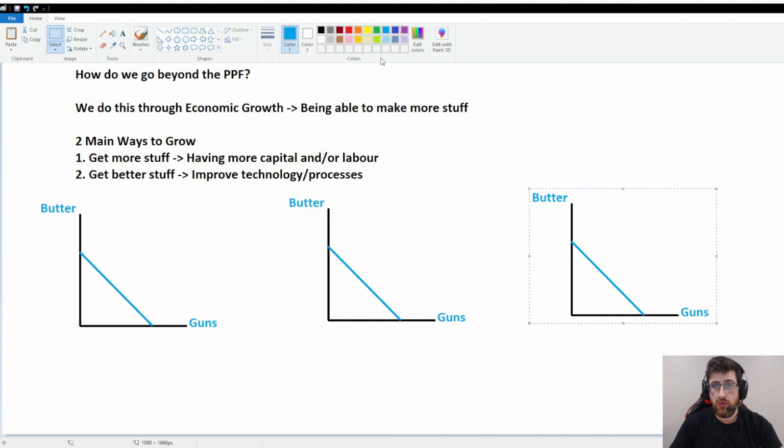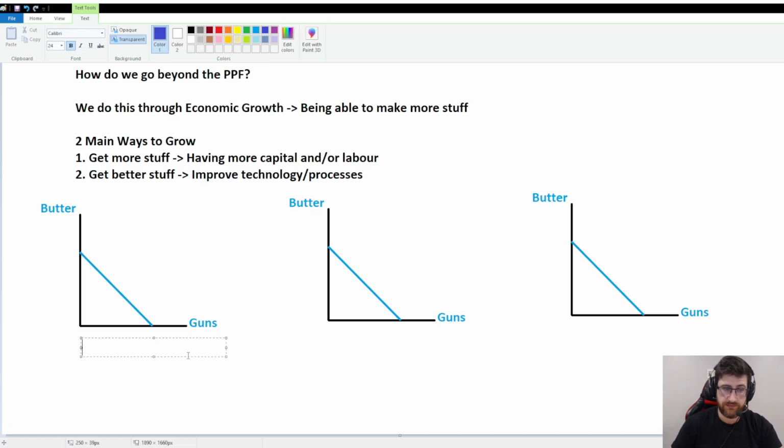So we have 3 pictures because there's effectively 3 things that can happen. Option 1 is both goods grow. Okay, something happens that makes us make more butter and more guns.